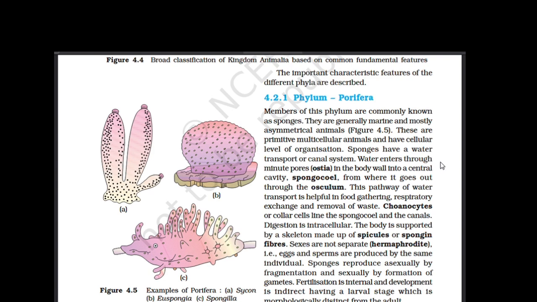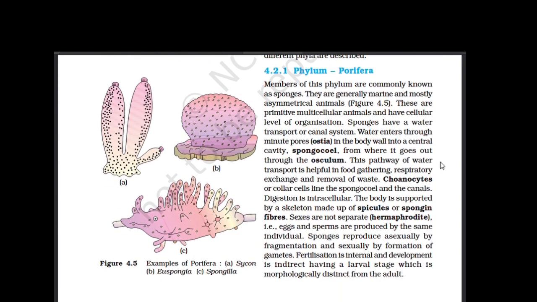Sponges have a water transport or canal system. Water enters through minute porous ostia in the body wall into a central cavity, spongiocele, from where it goes out through the osculum. This pathway of water transport is helpful in food gathering, respiratory exchange, and removal of wastes. So the function of this water canal system, it is most important, is that it helps us in food gathering, respiratory exchange, and removal of wastes.